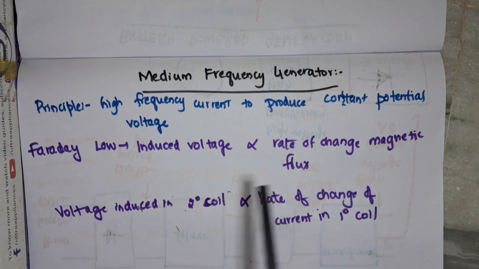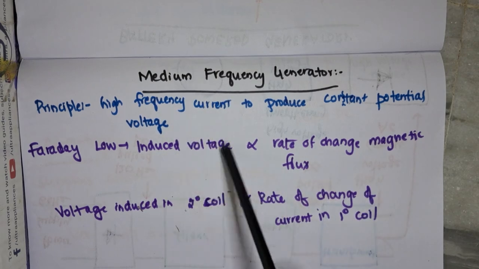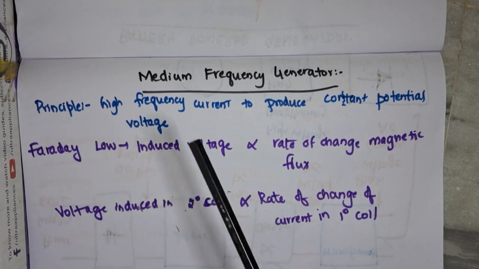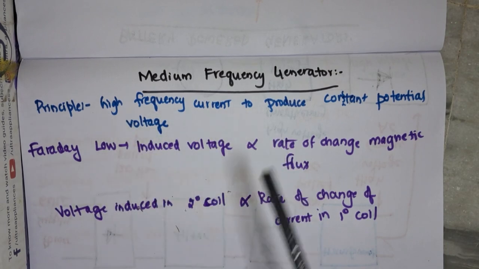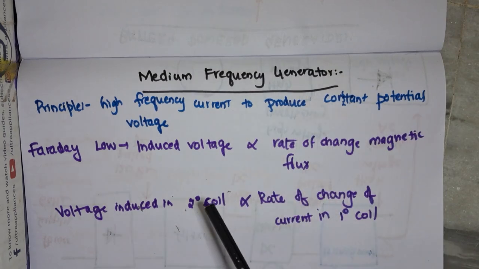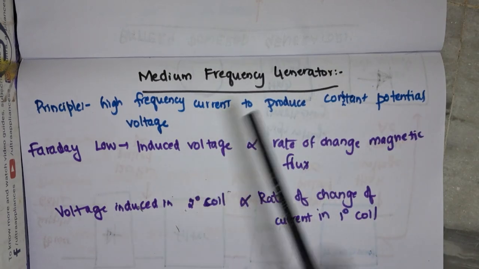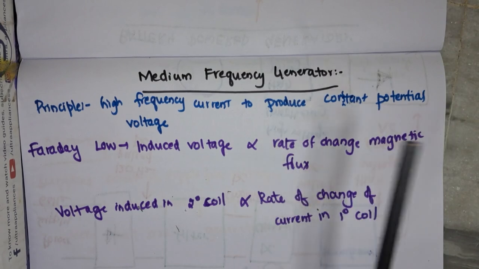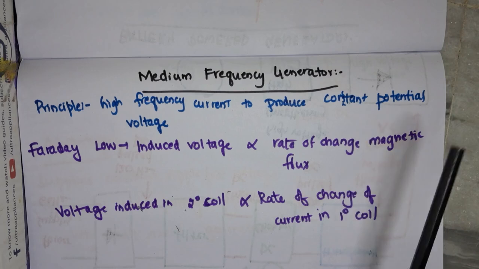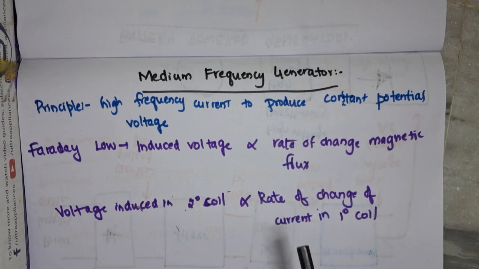These medium frequency generators use the principle of high frequency current to produce constant potential voltage to the X-ray tube, and the size of the transformer is also small. So medium frequency generators are also small in size.